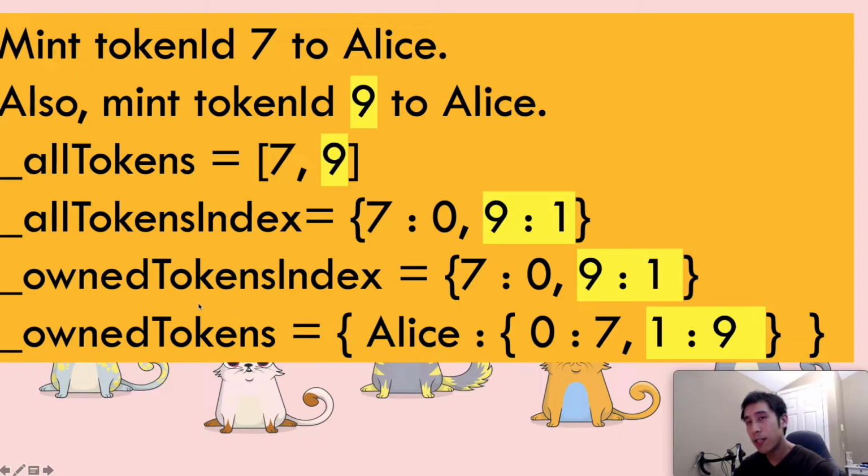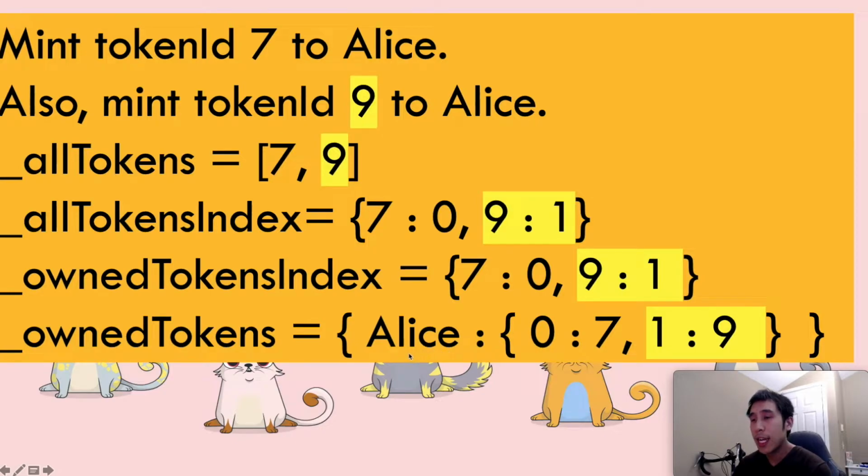And now we're also going to update the own tokens index. So this is asking for token ID 9, in the list of all tokens owned by Alice, what is the index of token number 9? Because token 9 is the second token ID that's owned by Alice, it's going to be at index 1, because the indexes increment from 0, 1, 2, 3, 4, 5, etc. And finally, own tokens is again going to be the reverse of that.